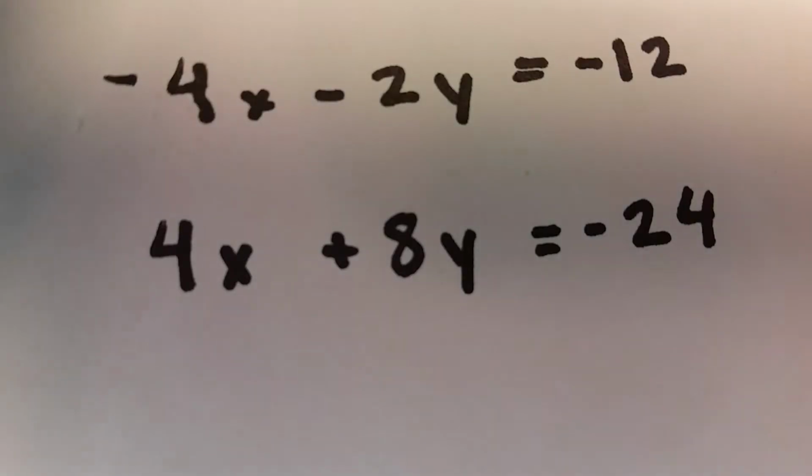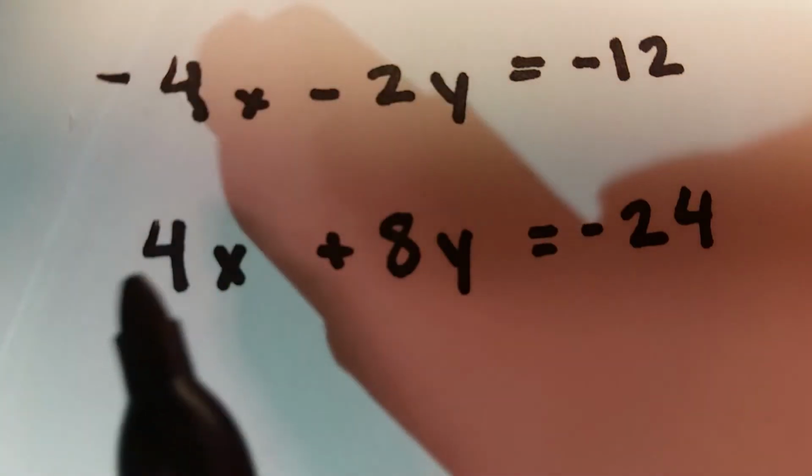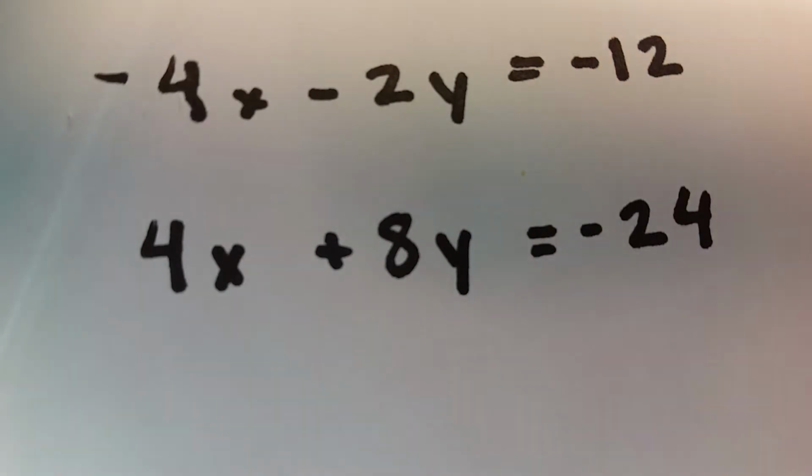So here we have our two equations. Negative 4x minus 2y equals negative 12, and 4x plus 8y equals negative 24. Now when you're using the elimination method, the basic thing that you're doing is adding the two equations together. By doing this, you will either eliminate the x's or the y's, whichever one you can eliminate.